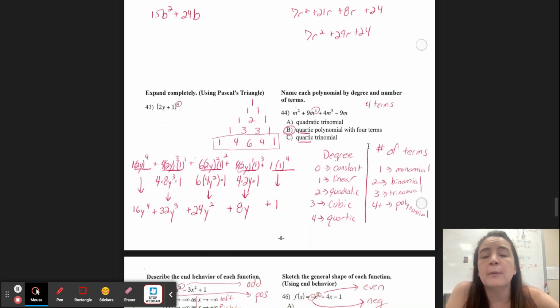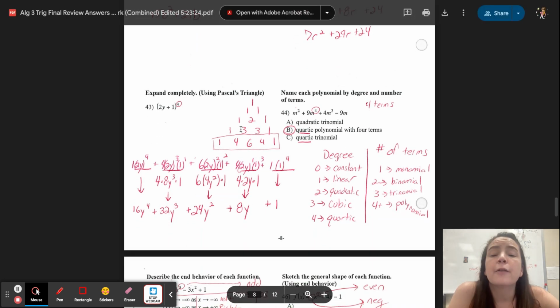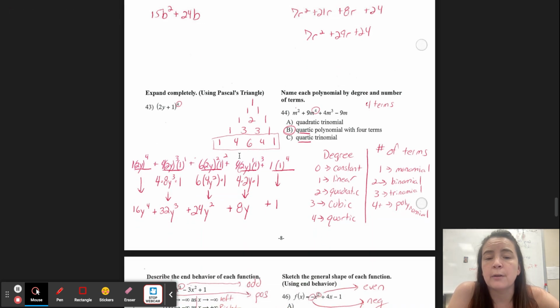For number 43, we're using Pascal's triangle. For Pascal's triangle, first we have to draw the triangle. So you start with the 1 on the top. You will always have a 1 on the left and the right. After that, you're going to add the previous row, and it goes in the middle. Add the previous numbers, and it goes in the middle. So 1 plus 1 is 2. It goes in the middle.